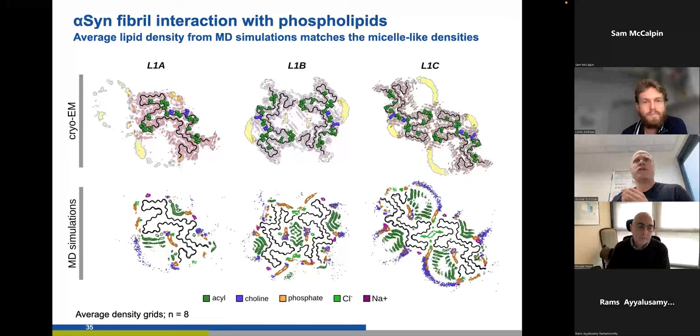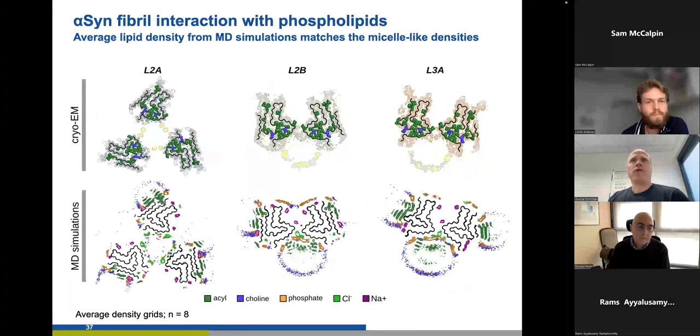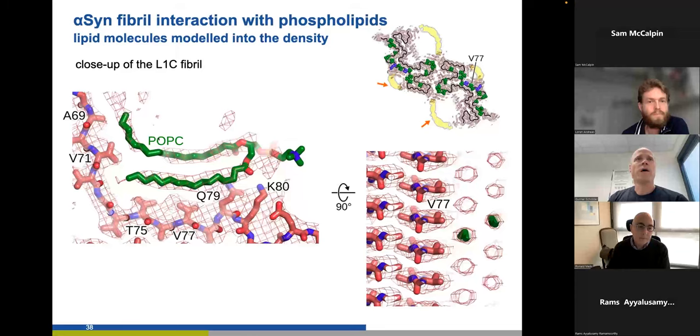And we can zoom in a bit closer and see also the density for the tails of the lipids, for example inside the fibril and also here on the surface, and here these elongated rod-shaped densities that we attribute to the tails of the lipids. So we did the same thing also for the other polymorphs. We really see exactly the same types of lipid distribution as in cryo-EM. And then we can also model in POPA or POPC molecules that roughly fit. And if you look in the side view, you see how they stack onto the surface. So they are really well organized and packed on the surface of the fibril.